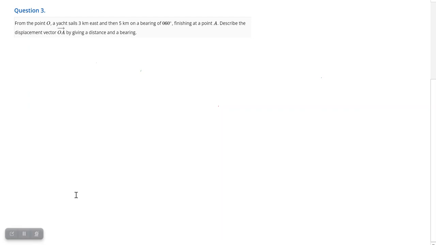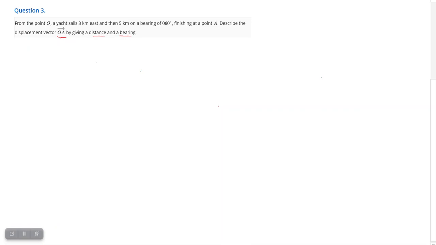This is for Year 11 Specialists. We're going to look at question 3 from exercise, I think it was 21F. From the point O, a yacht sails 3 kilometers east and 5 kilometers on a bearing of 60 degrees true, finishing at point A. Describe the vector OA in terms of distance and its bearing.